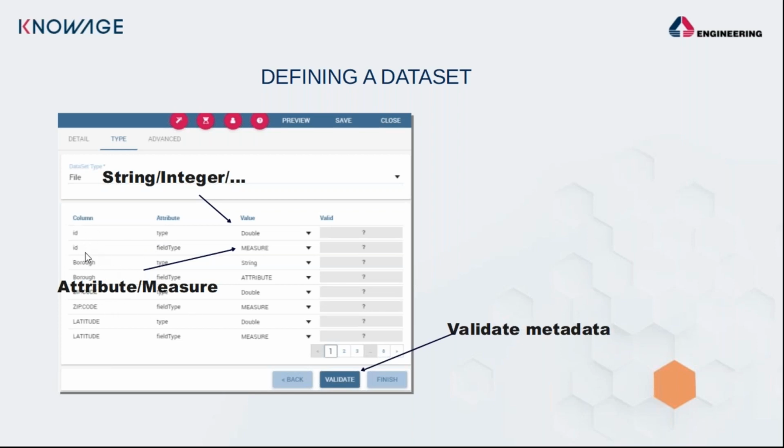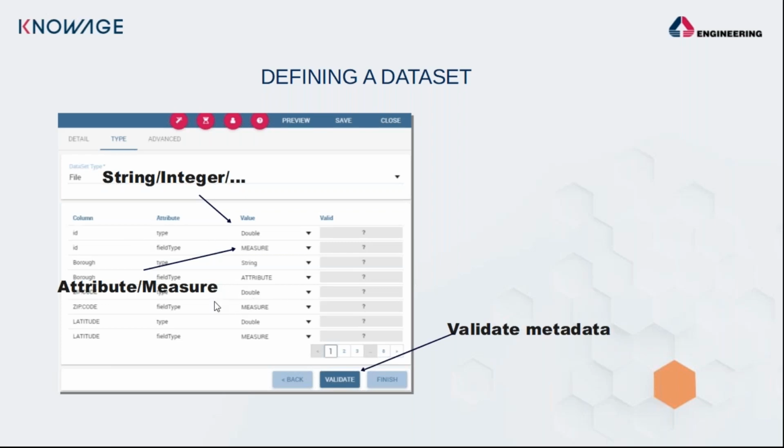For each column, it is duplicated because for each column, it wants to know which type it is, if it's a double, if it's an integer, what it is. And the field type, if it's a measure or if it's an attribute or if it's geographical attribute. You have to be sure that this association is well done.